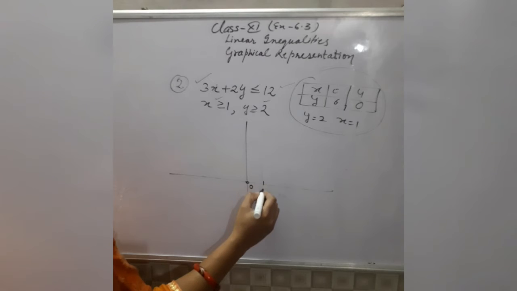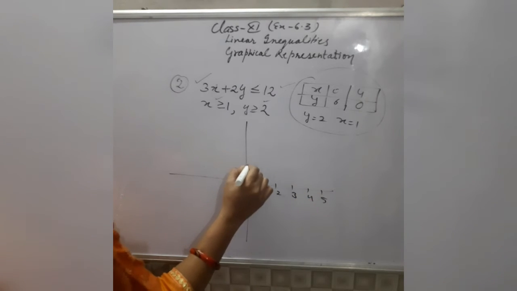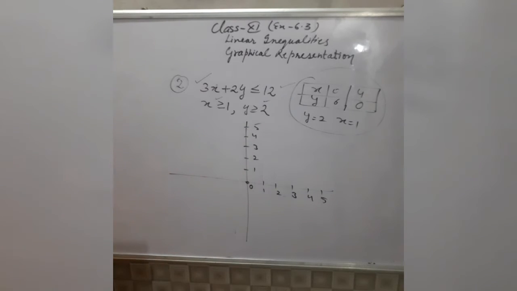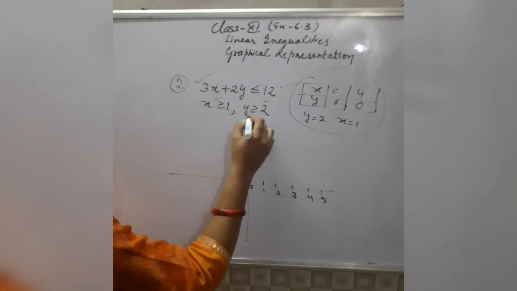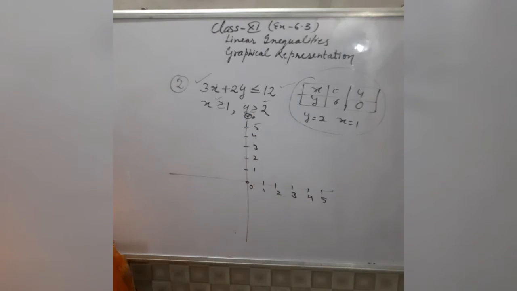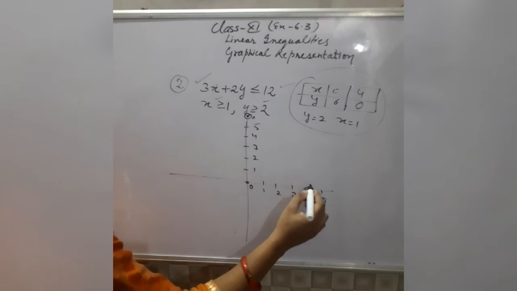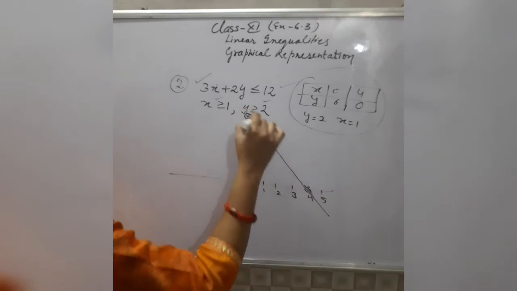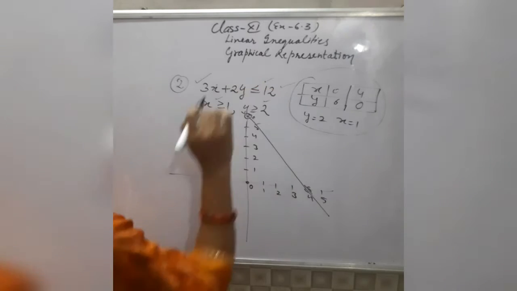Again, this is the origin, this is the positive direction of the x axis, and this is the positive direction of the y axis. Now here, if the value of x is 0, then y is 6. Y equal to 6 means this point, and at y equal to 4, the value of x is 4, which means this point. When you join these 2 points, this is the line for this linear equation if you are taking the equal to sign here.